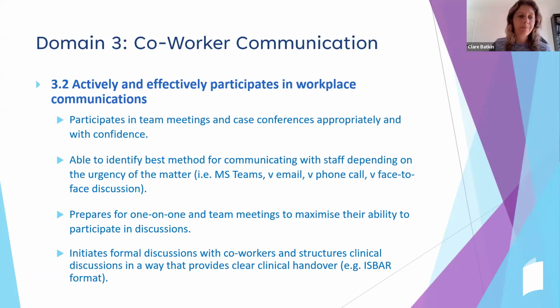Are they able to identify the best method for communicating with staff depending on the urgency of the matter? So is it via Teams or email or phone call, paging someone, face-to-face discussion? That's looking at the actively and effectively part of their communication. If there's something urgent that they really needed to call somebody about and hand over, are they doing that, or are they not feeling confident, like, oh, I'll just send an email and hope that gets through in time? Those are the things that you could give as examples for feedback there. Do they prepare for one-on-one and team meetings to maximise their ability to participate in discussions?